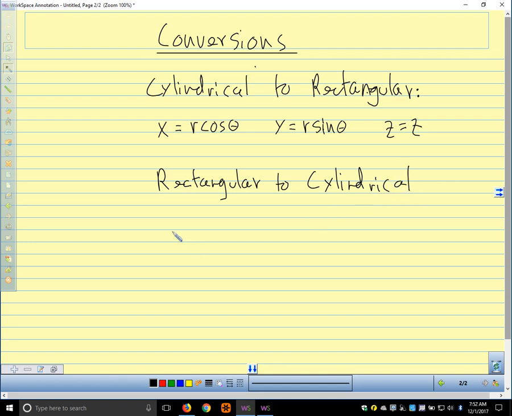Rectangular to cylindrical: r squared equals x squared plus y squared. Tangent theta is y over x, and z equals z. So that z component is an easy conversion. When we're doing these conversions, everyone should get that one. And we say in cylindrical coordinates, the point 0, 0, 0 is the pole.